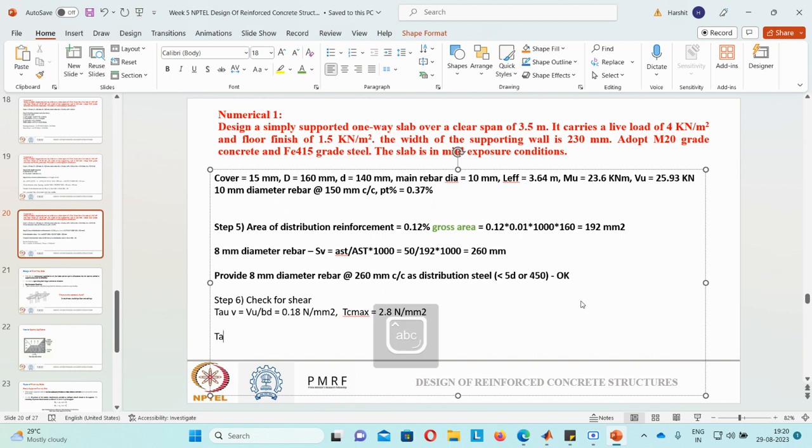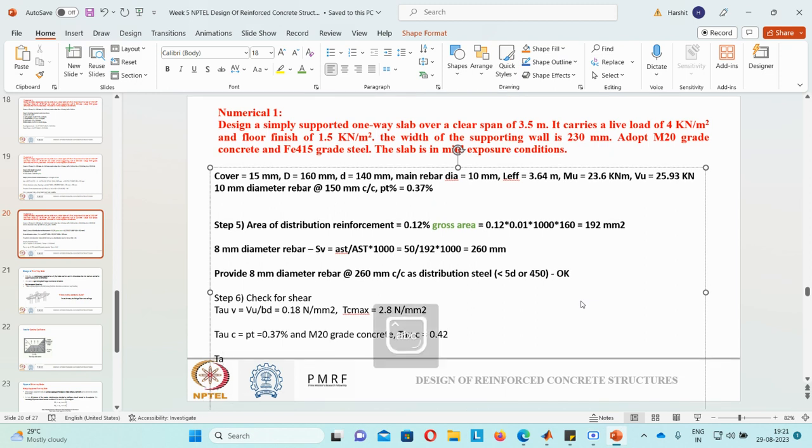Now, we also need to calculate tau c, the shear resistance of concrete. For percentage of steel equal to 0.37% and M20 grade concrete, using the flowchart or the table given in IS 456, you will see tau c will come out to be 0.42. Now, since my tau v is less than tau c, we need to provide just nominal reinforcement in this case.